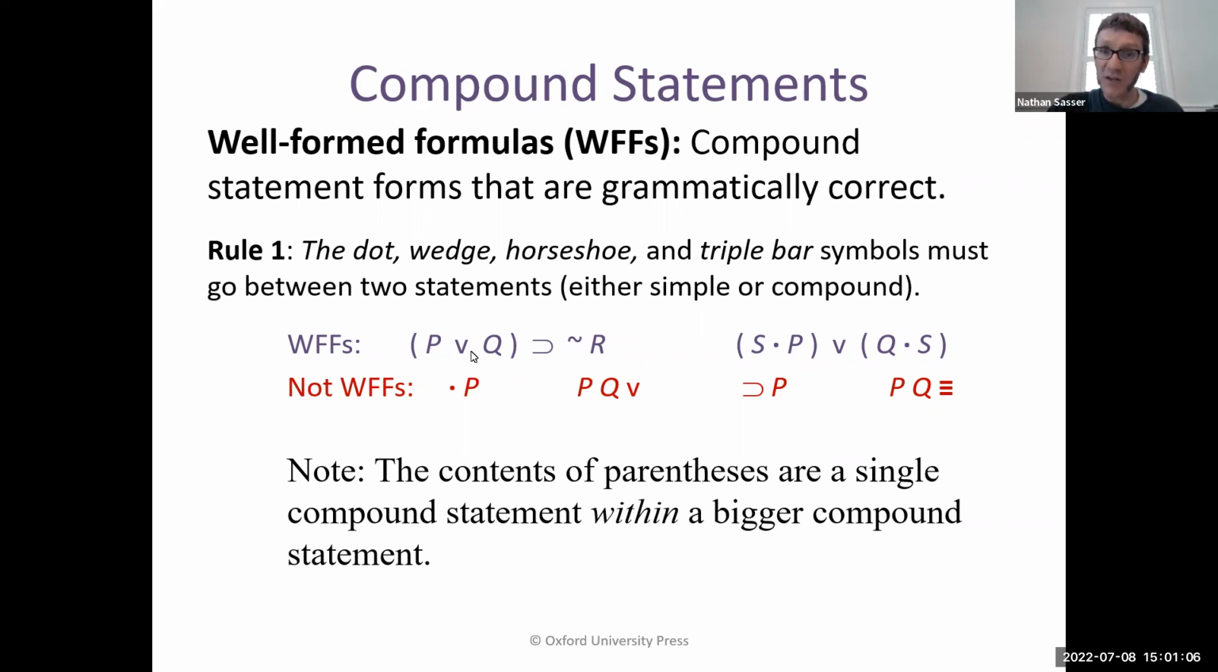The wedge also is between 2 statements. In this case, they're 2 simple statements, P and Q. So that one checks out fine. So does this one. The dot is between S and P. This other dot is between Q and S. And the wedge is between 2 compound statements, S and P and Q and S, contained in parentheses.